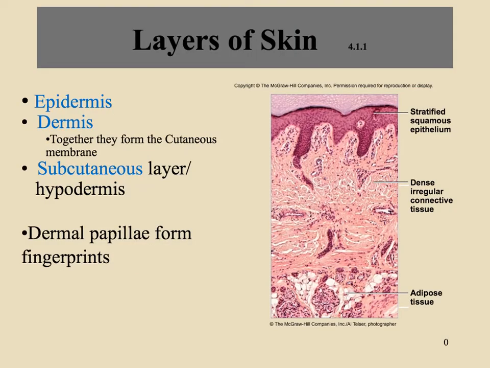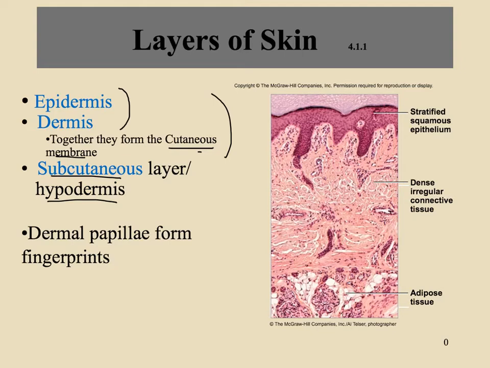So let's look at these layers of skin. We have the epidermis and the dermis, and together they also form the cutaneous membrane, which I'll be talking about in the membrane video. So this is where we get cutaneous versus subcutaneous, or you can talk about epidermis and dermis versus hypodermis. So there are several different words that are used to describe this part of your body.